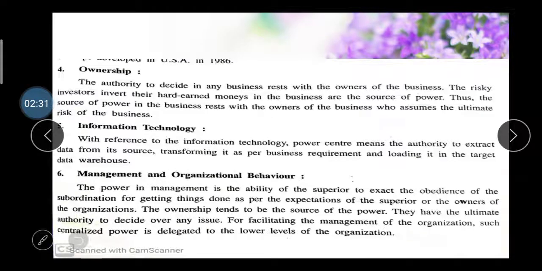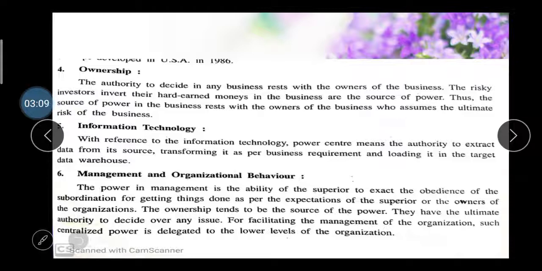Ownership is considered the authority to decide in any business. Risky investors invest their money and earn from the business, so there is a source of power in the business, raised with the owner who assumes the ultimate risk of the business. In the business there are various types of risk, internal risk and external risk. According to this they have to decide the ownership and possess their investment and ownership rights.